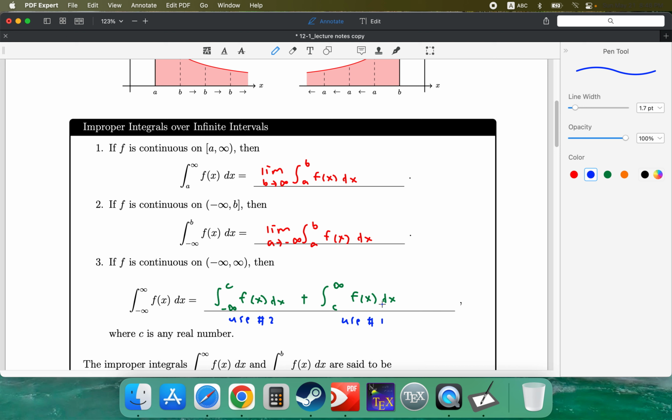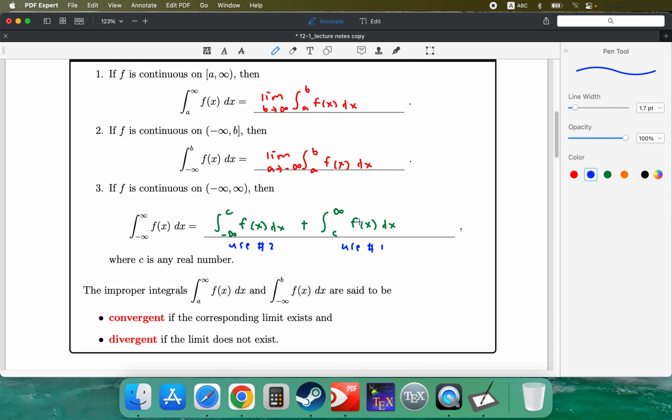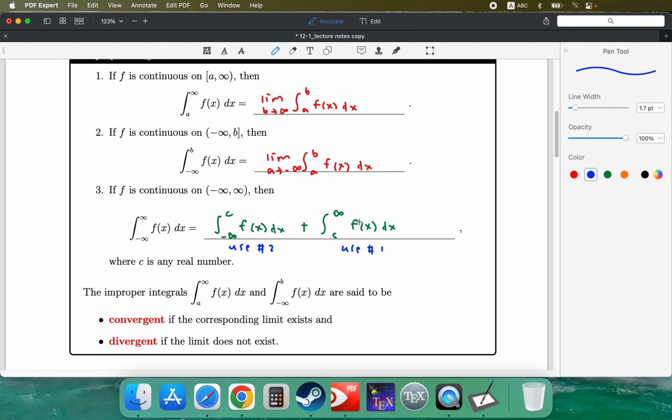Whenever you have an improper integral, the first thing you want to do is to rewrite your integral using the limits. Next, the improper integrals are said to be convergent if the corresponding limit exists. As I mentioned earlier, the first thing you want to do is to set up a limit, so eventually you will need to evaluate the limit.